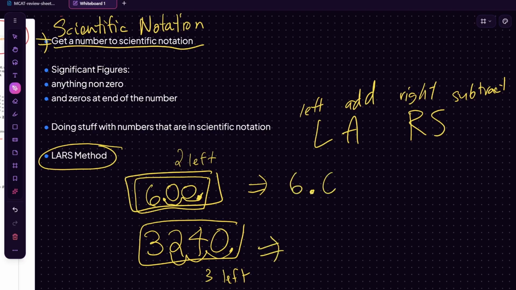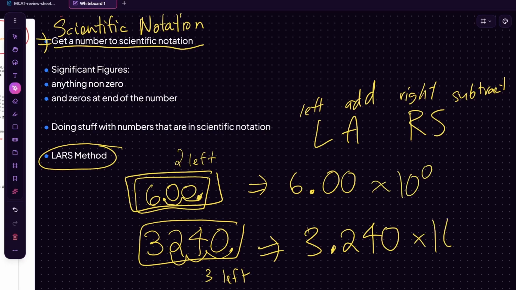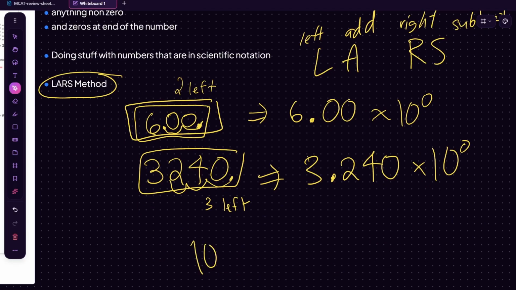So then we have 6.00 if we move the decimal here. And then this one, we moved it, 3.240. Right, so we moved our decimals. And now, what does that do to the exponent? So our original one looks like this. 600 is 600 times 10 to the 0. And 3240 is times 10 to the 0. So remember that 10 to the 0 is equal to 1.